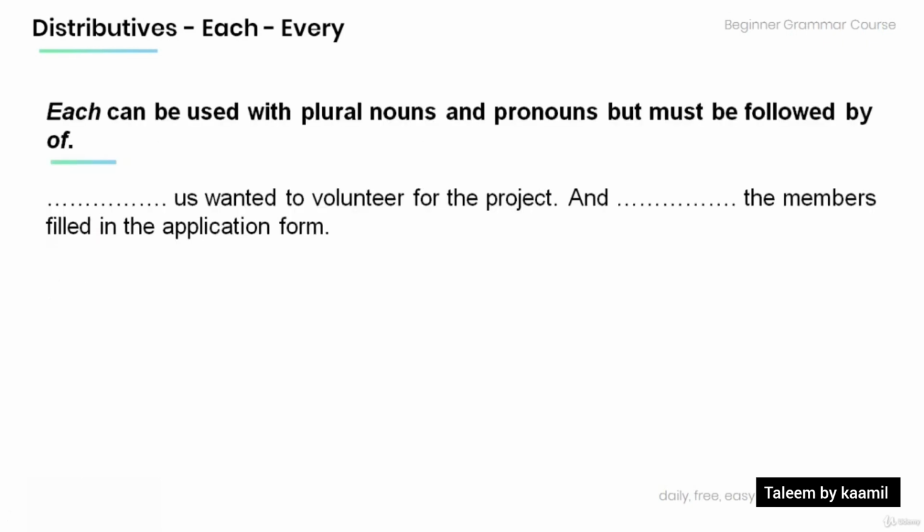Now remember that each can be used with plural nouns and pronouns, but it must be followed by of. Now have a look at the sentence below and fill in the gaps using the appropriate distributives. Each of us wanted to volunteer for the project, and each of the members filled in the application form.